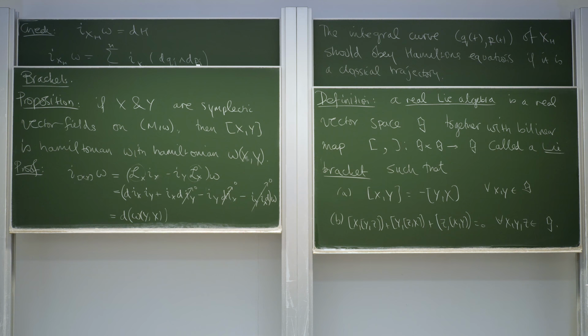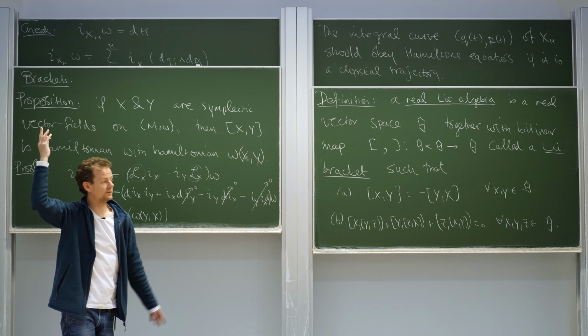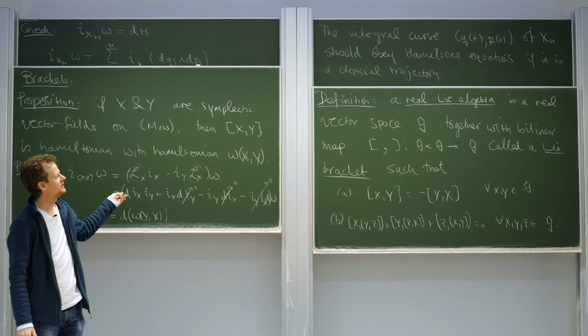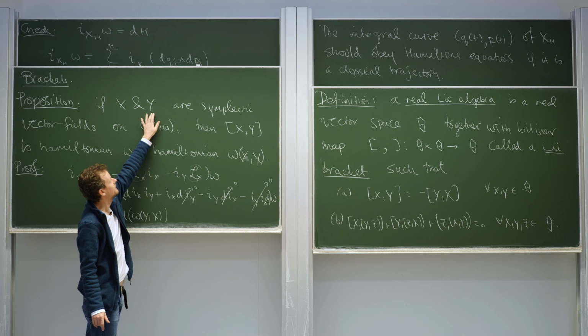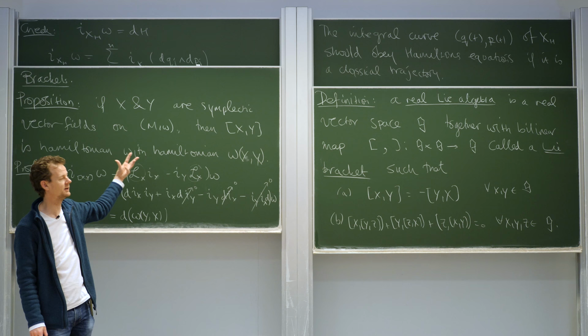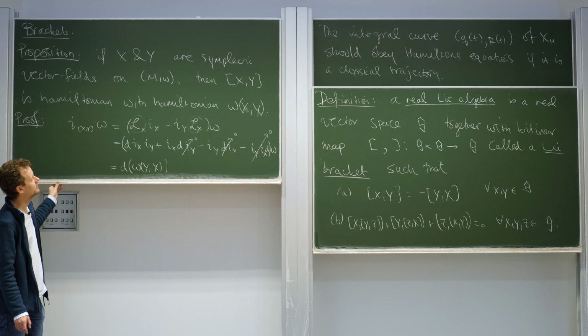And just thanks to this proposition, we immediately see that the set of all symplectic vector fields forms a real Lie algebra. It's closed under the bracket. But we see something more, right? We see that all the Hamilton vector fields, immediately, if a vector field is Hamilton and that one's Hamilton, this is also Hamilton. So we see that they form a real Lie algebra, and perhaps, depending on the manifold, a smaller one. And we also see that the set of all vector fields themselves form a real Lie algebra.